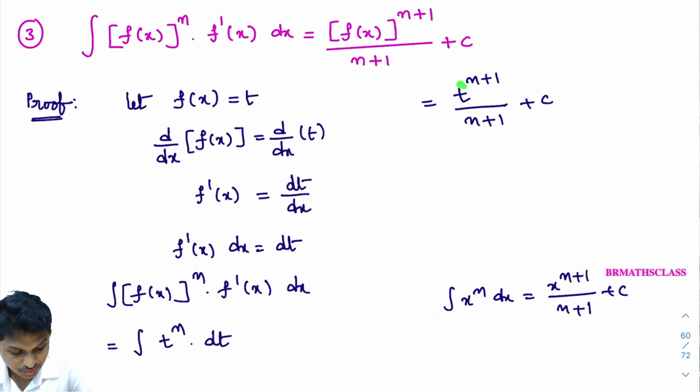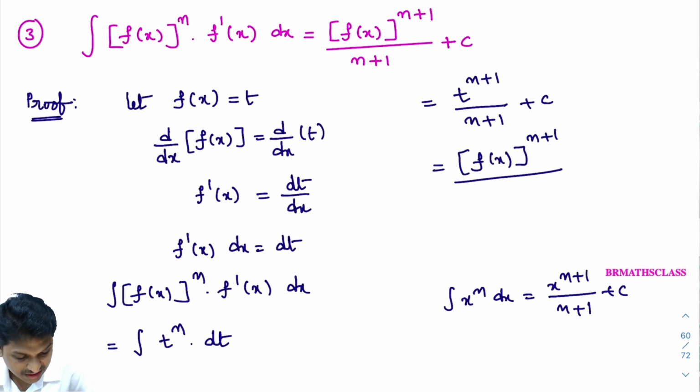Actually, here you see what is t? We considered f of x as t. I have taken f of x as t. So in this formula, wherever t is there, there I'll write f of x. That is equal to f of x whole power n plus 1 divided by n plus 1 plus c.